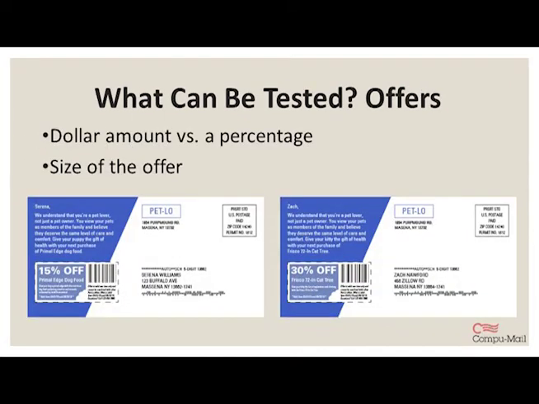The next component that we will discuss is the offer. You can test the format of the offer, whether it's a dollar amount or a percentage. You can also test the size of the offer. You might try different offer levels based on customer loyalty or other factors. You can see in this example where the person on the left is receiving 15% off and the person on the right is receiving 30%.